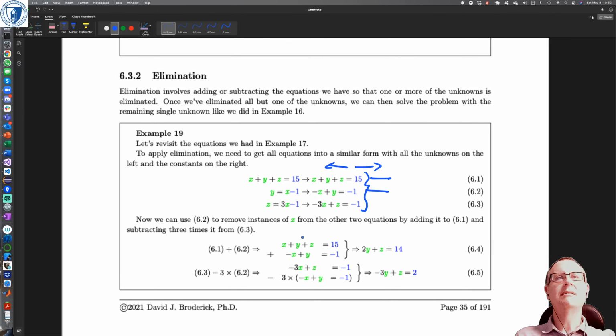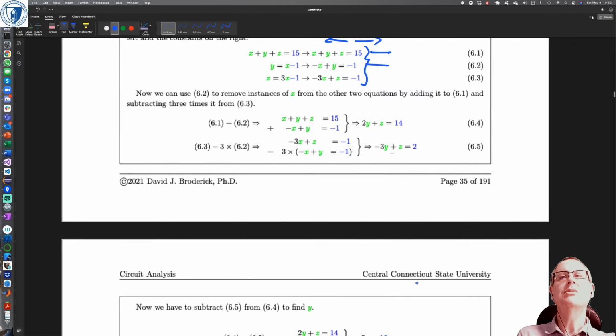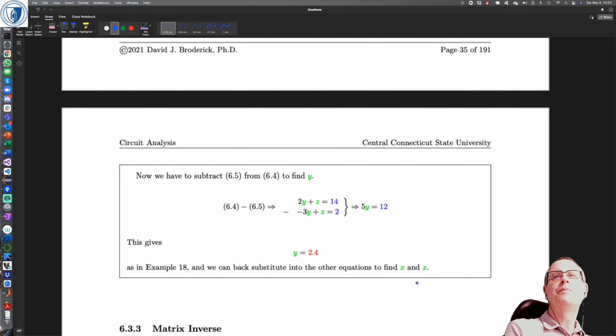Similarly, we can then scale 6.2 and subtract it from 6.3, and again we eliminate x from the equation. We get another equation. Now we've got two equations in two unknowns, which is a little easier to solve, but then we can subtract those two equations from each other and get an equation that just involves y, and from just having y we can then back substitute into the other equations to find x and z.